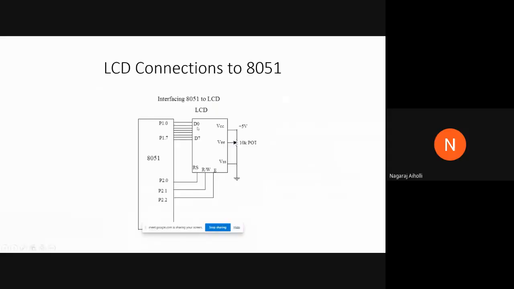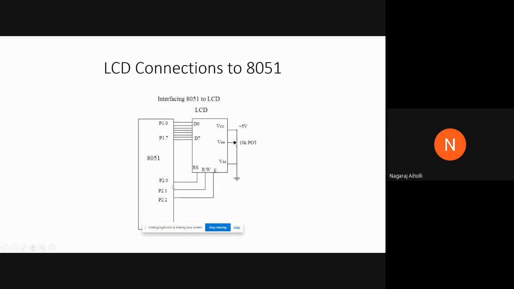This is the interfacing diagram. Pins of the 8051 are connected to the data pins of the LCD, D0 to D7. So the data which is sent to the LCD is sent on these lines, and the data which is to be read from the LCD is read onto the microcontroller. Both reading and writing operations take place with the help of these data lines.